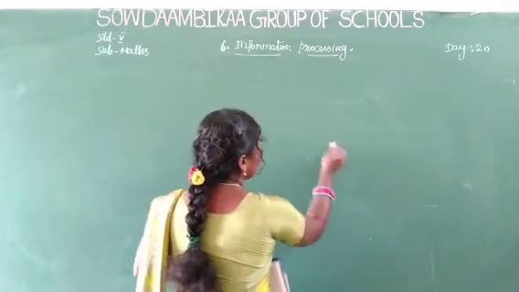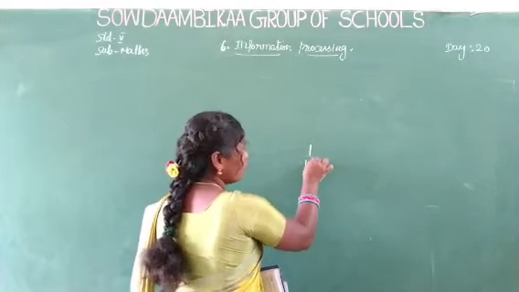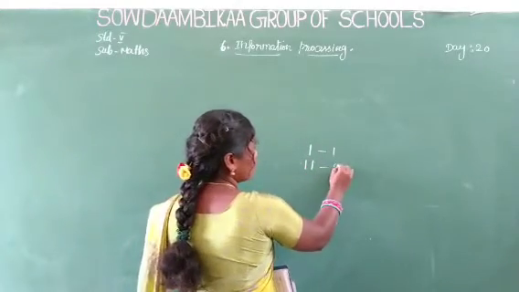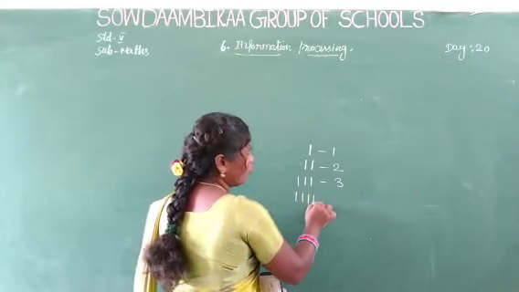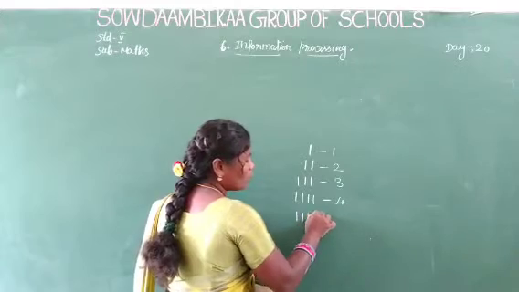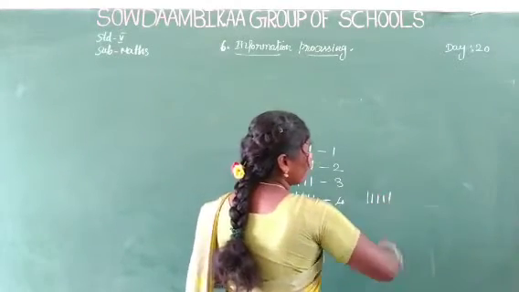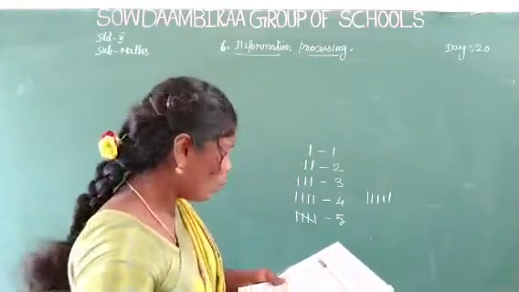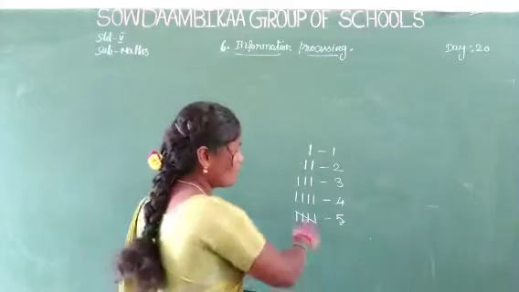How to draw the tally marks? Here, first one: 1, 2. Next, 1, 2, 3. Next, 1, 2, 3, 4. Next, 1, 2, 3, 4, 5. This is 5, and the straight line across is also 5.